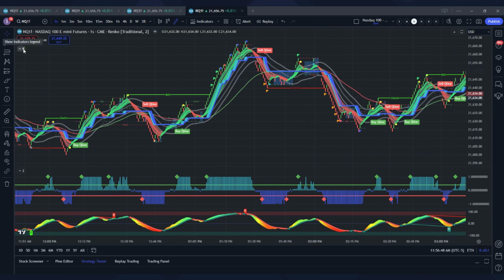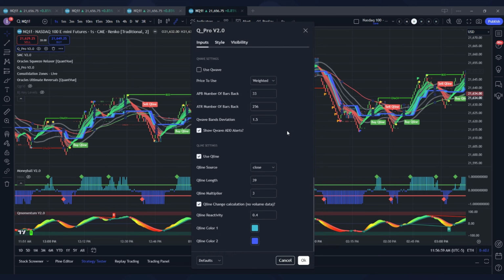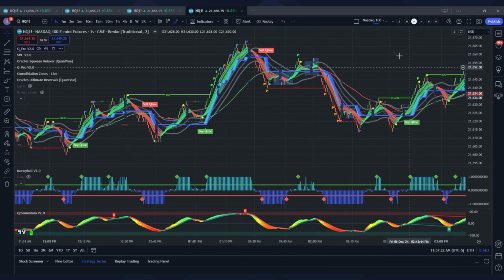The link for this specific chart is in QuantVue's Discord under Pro Charts. But specifically for Q line, if you want to know what that setting is, I just have it set to Q line length at 39, Q line multiplier at 3, and I have the volume changed on. But you can fluctuate with how you want that to look. It just really depends on how you trade, if you want to keep that on or keep that off or not.